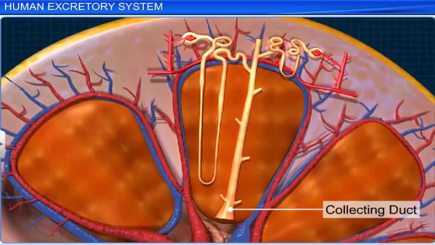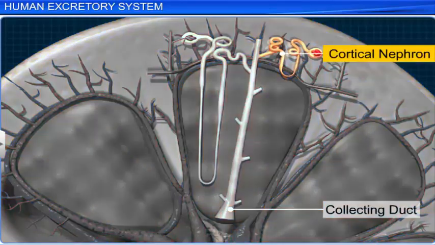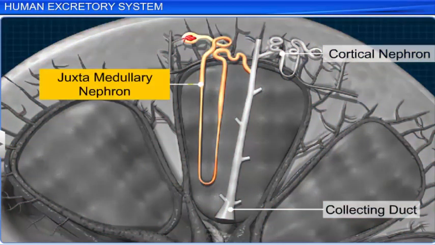The nephrons in the kidney are also distinguished as cortical nephrons and juxtamedullary nephrons based on the length of Henle's loop.